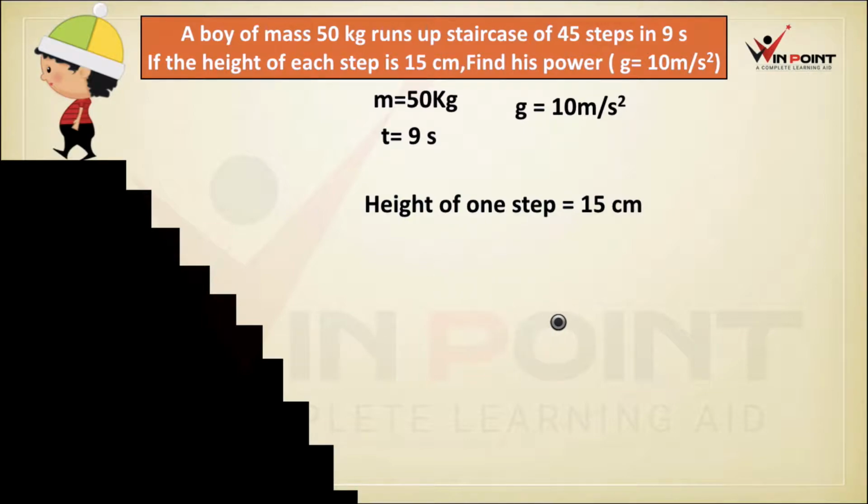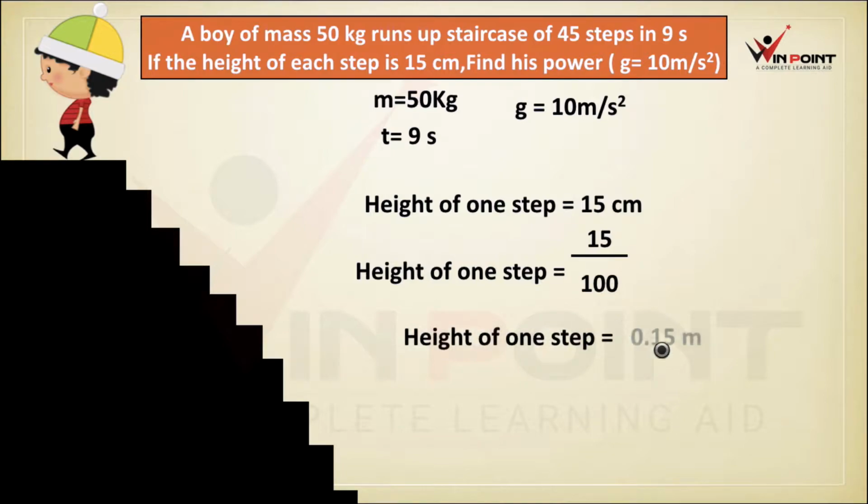Height of one step is 15 cm. We cannot do any numerical in centimeter. We need to convert into the standard unit. The standard unit is meter. How can we convert centimeter into meter? Yes, divide by 100. Height of one step equal to 15 by 100 equal to 0.15 meter. There are 45 steps.